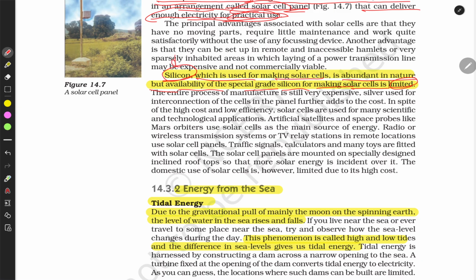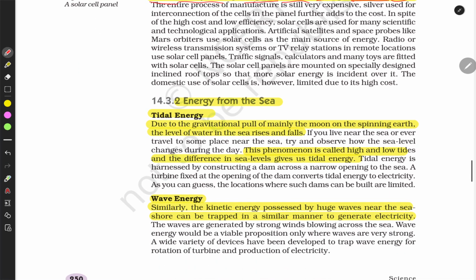Actually, silicon is a metalloid, a semiconductor, which has properties of both metals and non-metals. It is used to make solar cells.